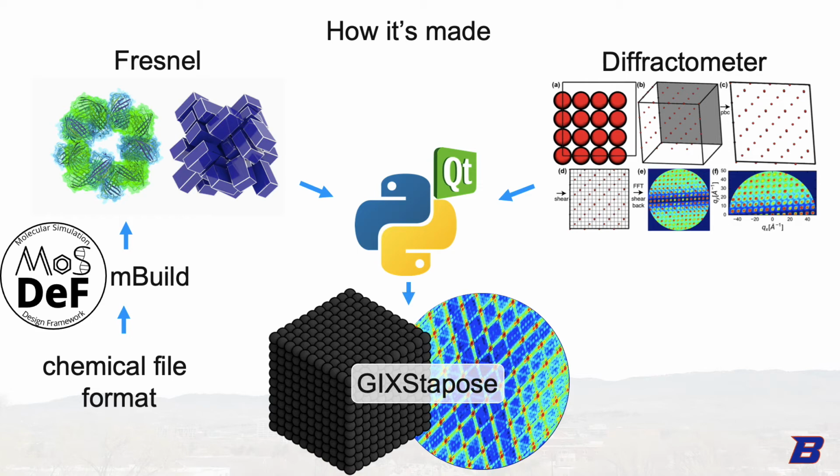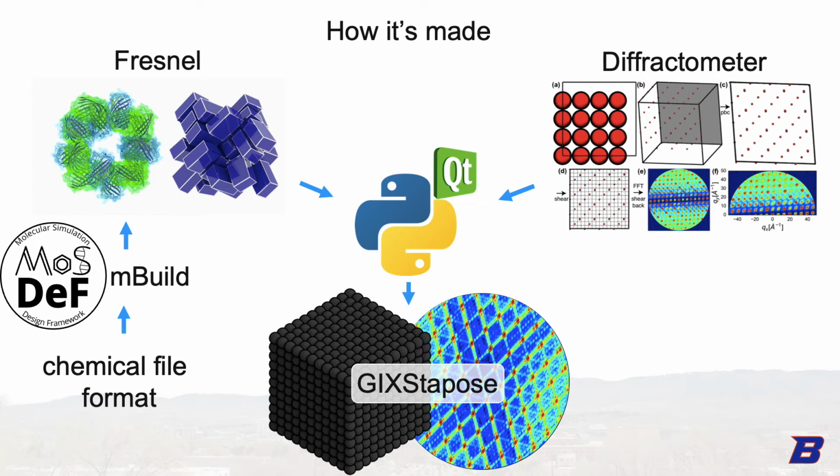So I used mBuild, a chemical structure builder in the Molecular Simulation and Design Framework, or MOSDEF for short, which already knows how to read in most chemical file formats and then convert them into an mBuild compound object. Using this compound object, GIXStapose passes the points and the periodic boundary into Fresnel to build a scene and into diffractometer to calculate our diffraction pattern.